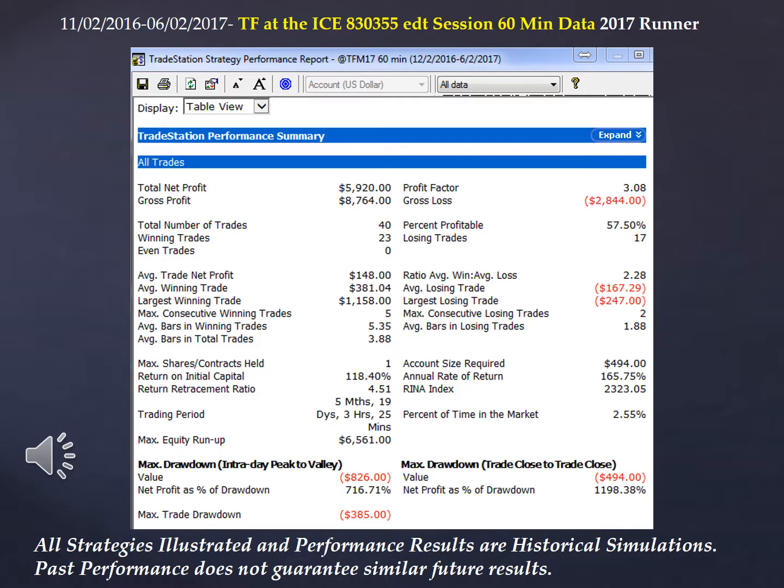Profit factor 3.08, makes $2.28 for every dollar it loses, 57% correct. Annual rate of return 165, 4-digit RENA. In the market 2.5% of the time. Drawdown ratio is 11.98 to 1, almost 12 to 1. Less than $500 worth of drawdown on a Russell, which is pretty decent for 7 months. $5,920 is a good solid number for that.